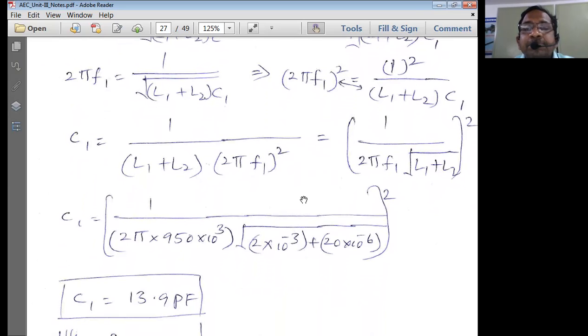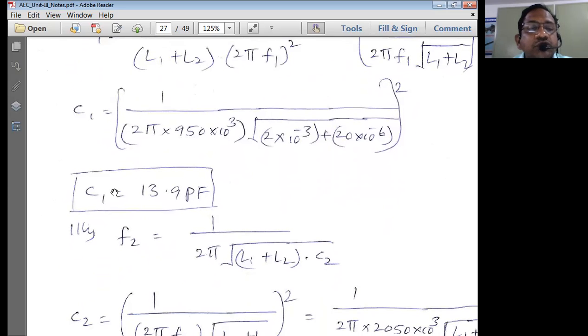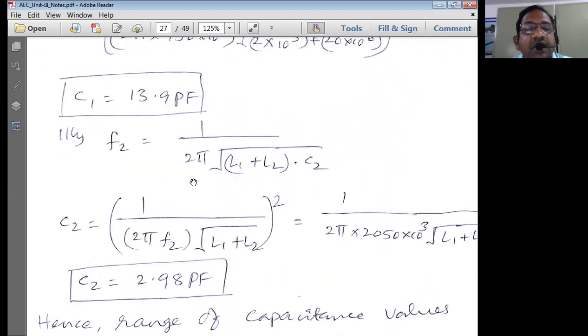Now this same factor I can write as 1 by 2 pi f1 into under root L1 plus L2, whole square. That's it. So all the values are known to us. F1 is 950 kilohertz, 2 pi is a constant, and L1 plus L2 is given. So I can find out C1 by substituting all these values. You can find C1 equal to 13.9 picofarads.